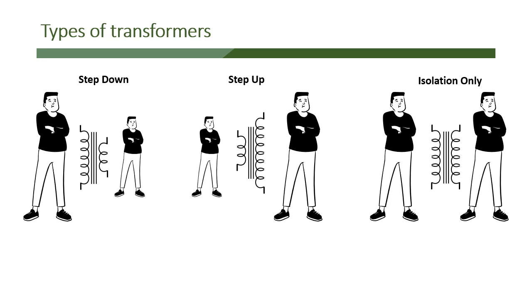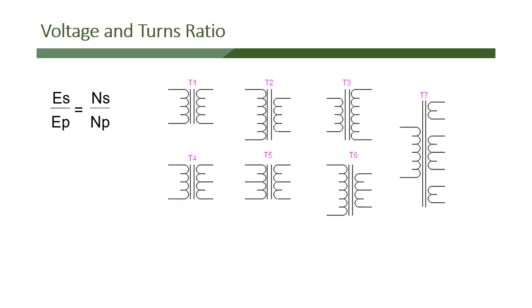We also have an isolation transformer where we don't change the voltage or the current or the impedance. We just isolate the circuits from each other. So step down, step up, and isolation transformers are the three types of transformers. And as I said, the power will always stay the same.